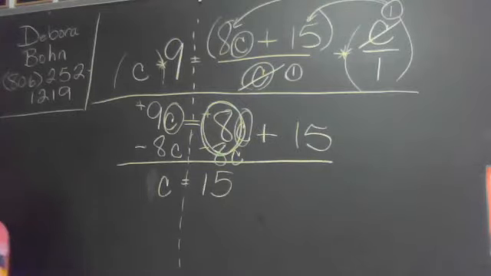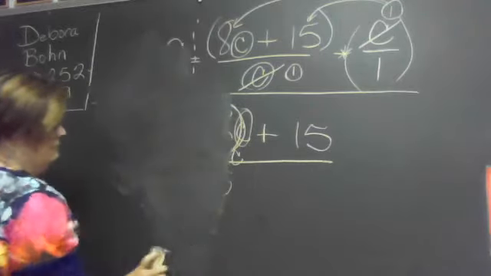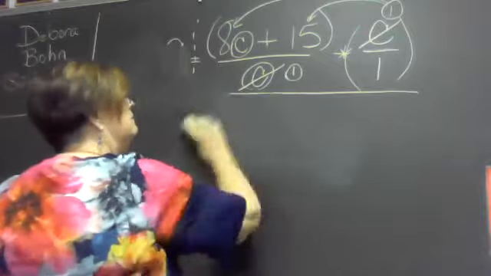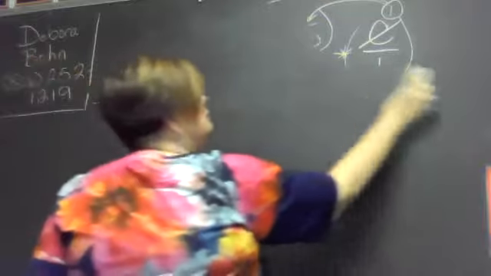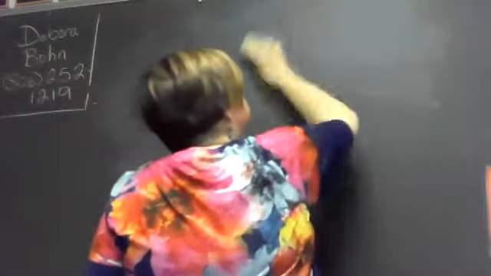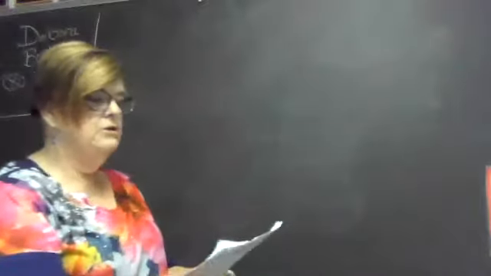Everybody done? All right, here's our next one. It is also on two-step equations, whole numbers, sheet number 3, if you want to look. This is number 9.